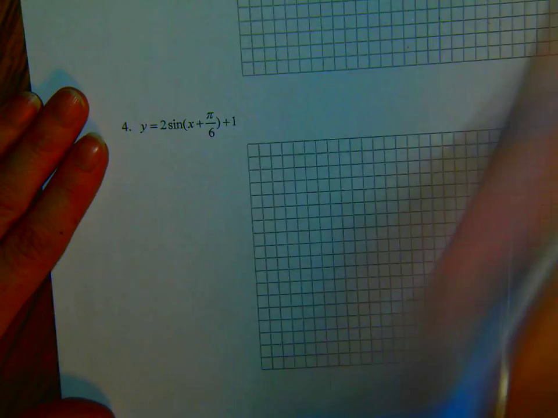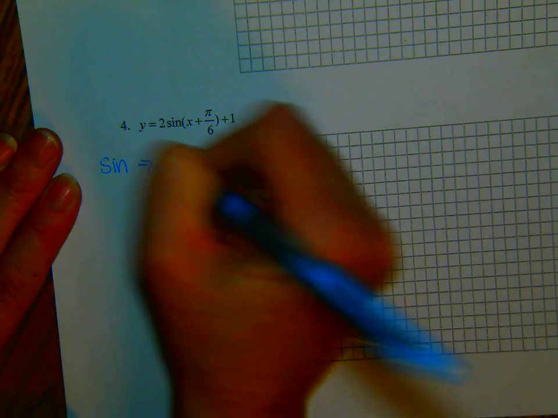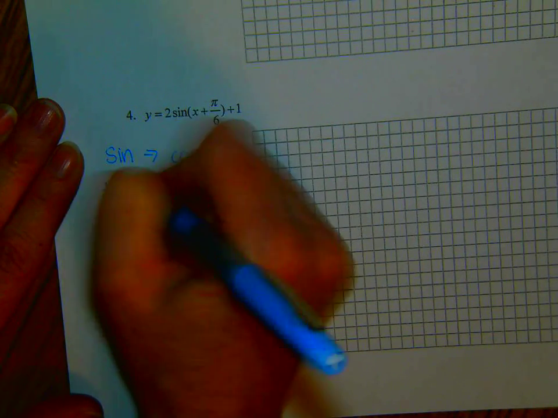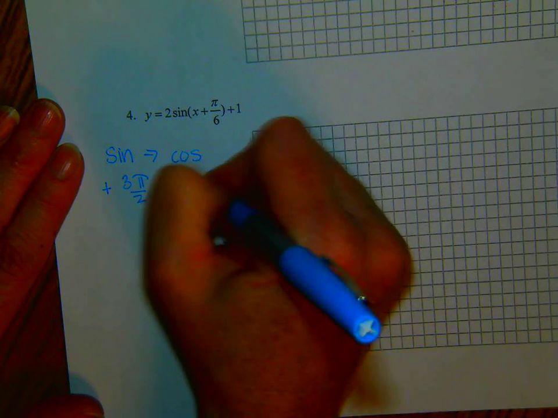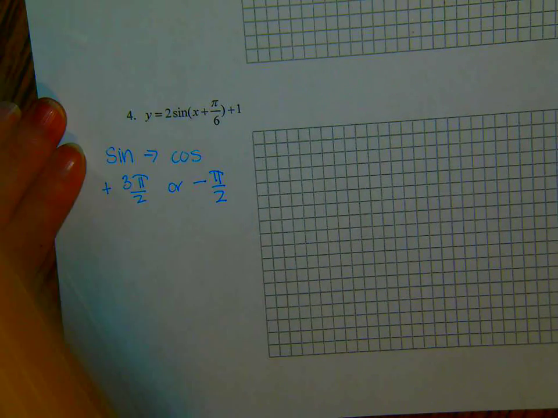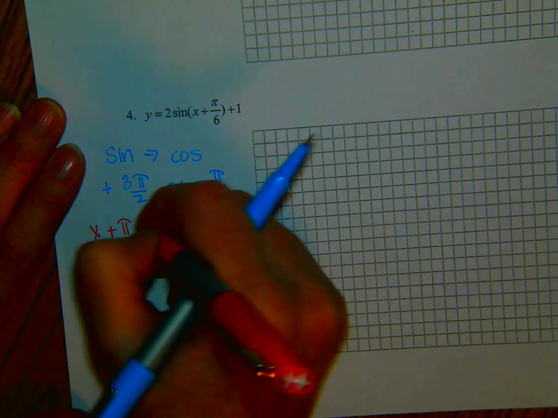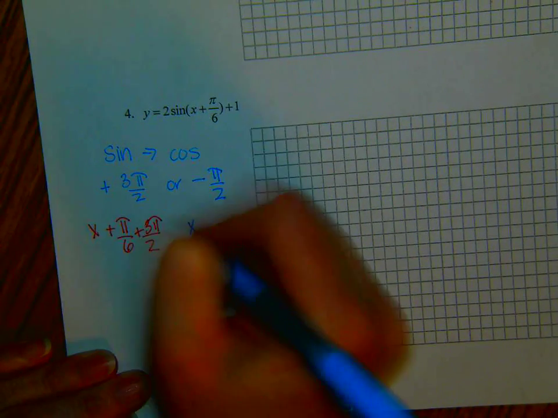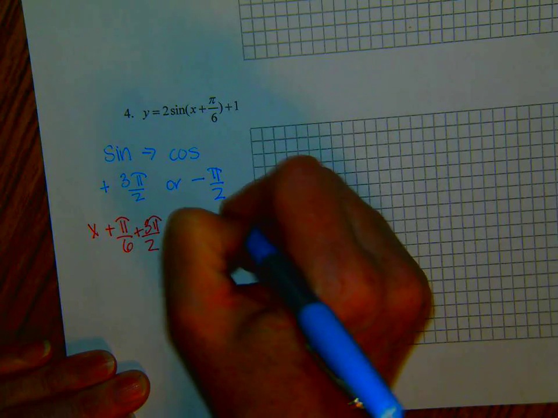So let me make sure, we were going from cosine, so let's do the sine. So now we have a sine. We're going to go from sine to cosine. So what do we do? Well, we are going to both add 3 pi over 2 and subtract pi over 2. Okay, so what do we take? x plus pi over 6 and we add 3 pi over 2. And we take bx plus c, x plus pi over 6, and we subtract pi over 2.